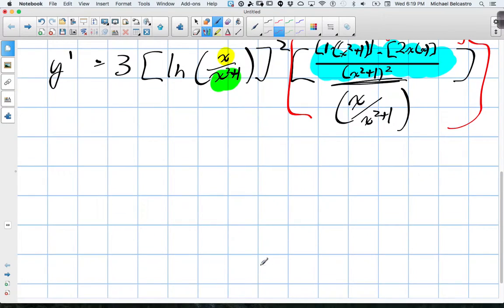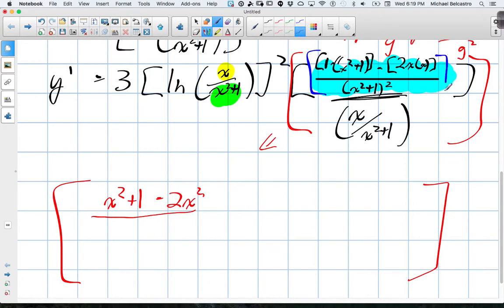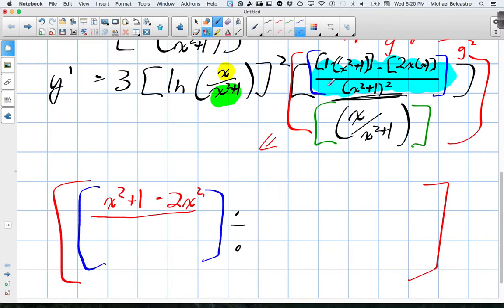So let's bring this down here and focus on the part in the red brackets. 1 times x squared plus 1 is just going to be x squared plus 1. 2x times x will be 2x squared, and we'll be subtracting it, so minus 2x squared. And that will be divided by... I'm going to consider this part here as my first fraction, and this part as my second fraction. Instead of putting them over each other, I'm going to write a division sign here. Think of this as the blue part that I talked about above.